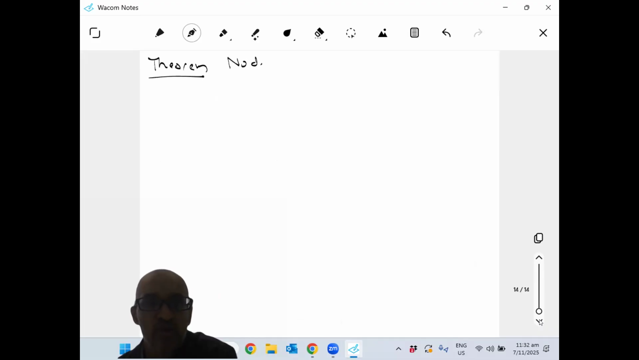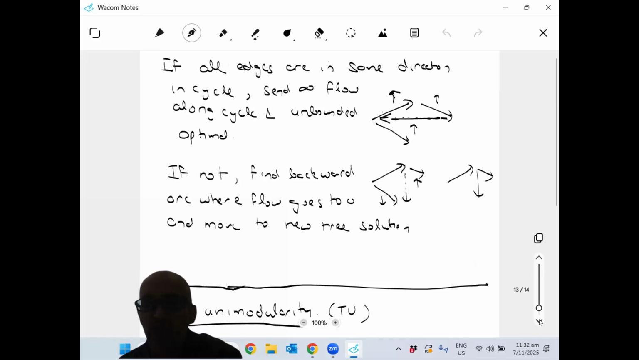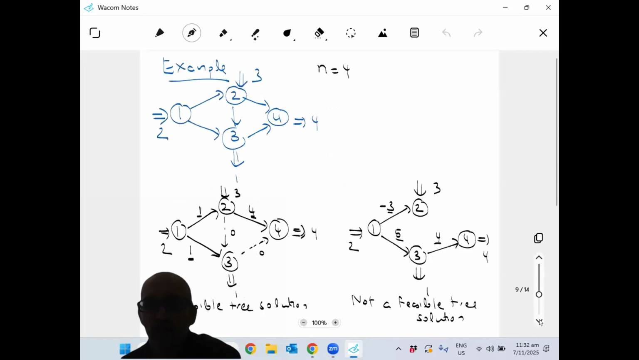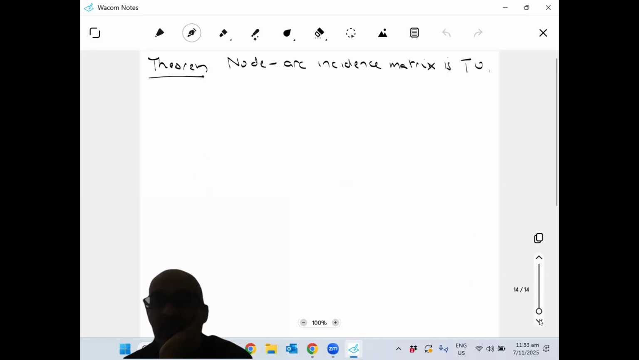The node arc incidence matrix is TU. Remember what a node arc incidence matrix is. It's this matrix. The claim is that any square submatrix will have a determinant of either 0, -1, or +1 for this matrix. So why is this the case?